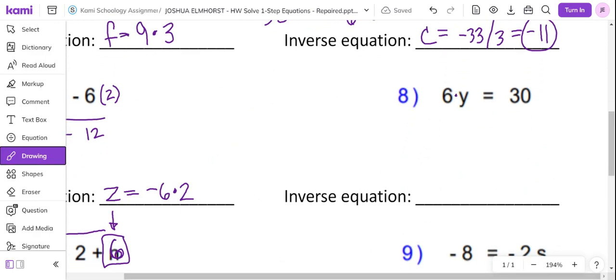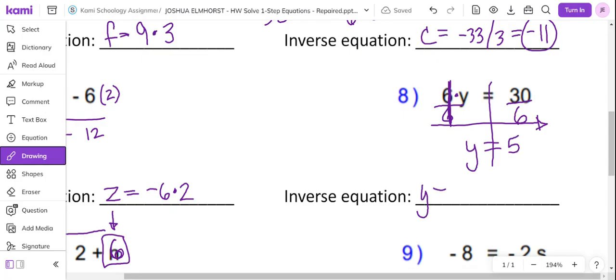So number 8, what's the opposite of multiplying by 6? We're going to divide by 6 and then go over to the other side of the comparison symbol, and we're going to divide by 6 also. 6 divided by 6 becomes 1y, or just y, and 30 divided by 6 is 5. So how did we solve it? We did 30 divided by 6, and that told us that the input, the number that goes in here, is the number 5. That makes it true.